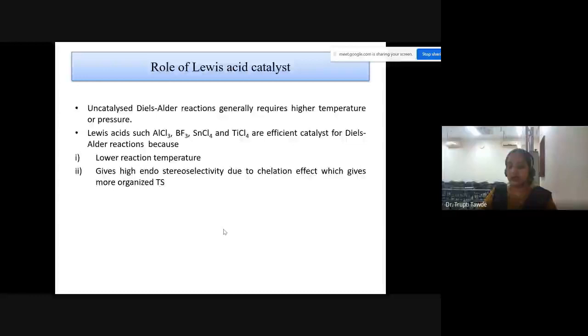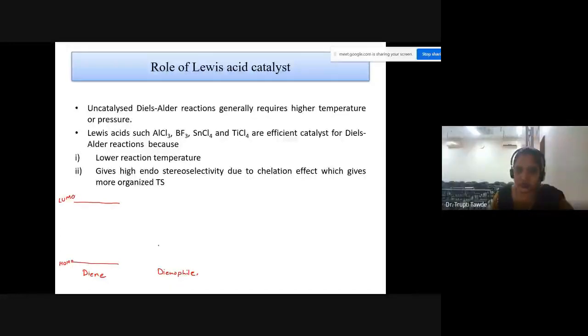We have discussed there are diene and dienophile. Let us first talk about diene. Just 1 minute. Okay. I'll first talk about diene and then we'll talk about dienophile. Now, in case of diene, let us say this is HOMO of diene and this is LUMO of diene.